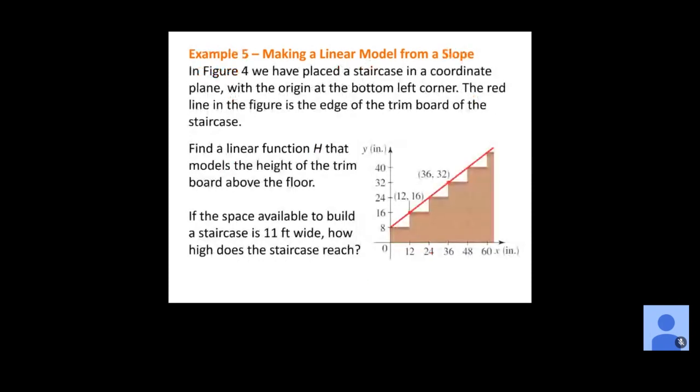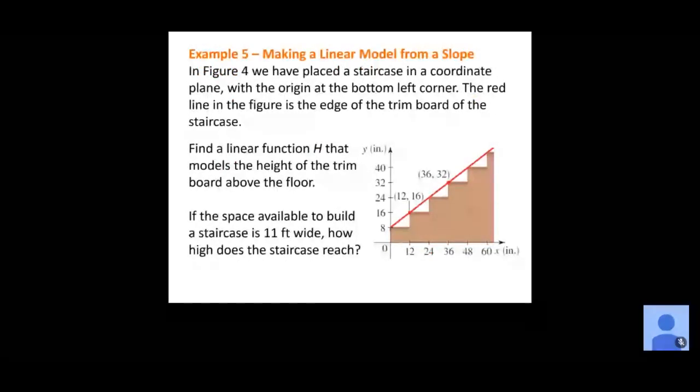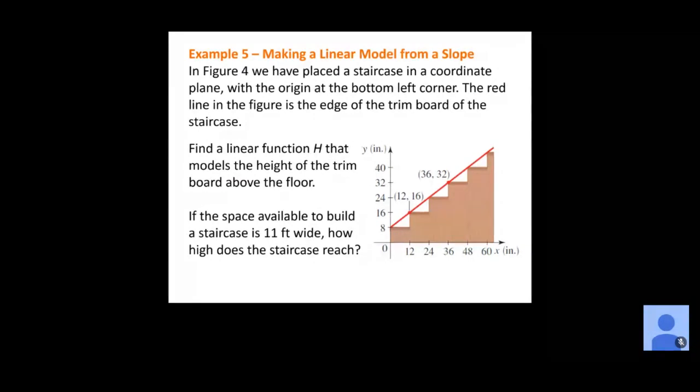All right. Number 5. Okay, so now we have a figure here. They give us the picture. Placed a staircase in a coordinate plane with the origin at the bottom left corner. The red line here is the edge of a trim board on that staircase. We want to find a linear function h that models the height of the trim board above the floor. And once we have that linear function, then we can answer the question down at the bottom. So we're using h to represent our linear function this time. So what are we going to need to know?